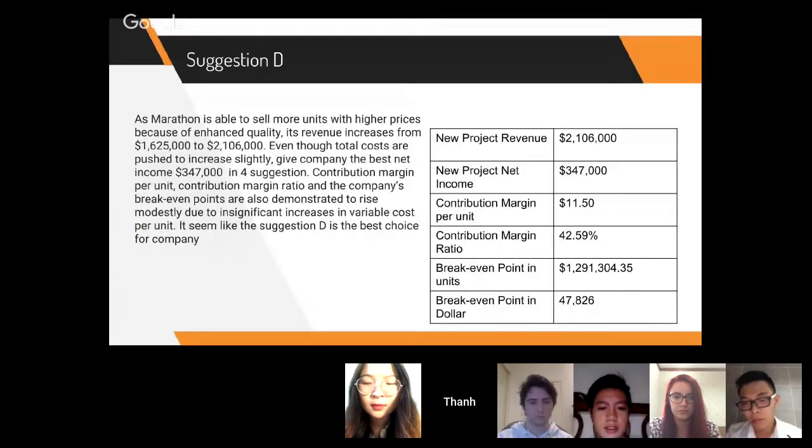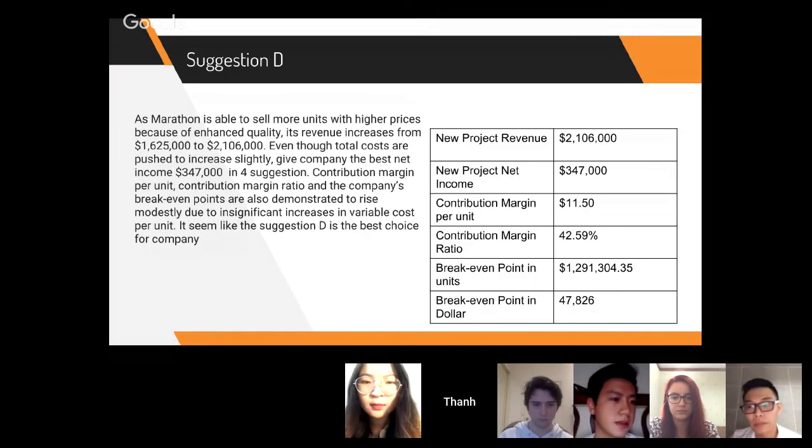Different from suggestion C, with this one Marathon can sell more units at a higher price. Its revenue increased from 1.6 million to 2.1 million and gives the company the best net income of the four suggestions. Contribution margin per unit, contribution margin ratio, and break-even point also rise modestly due to a significant increase in variable costs. It seems like this is the best choice for the company.